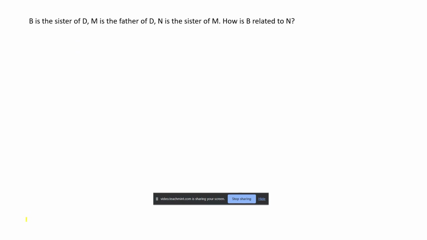See, guys, he is saying that B is the sister of D. So B is a female person, D's sister. If sister means siblings, we are going to use a single horizontal line. Then M is the father of D. So from D we write a vertical line and represent M as father, which means he is a male person. So B is the sister of D and D's father is M.